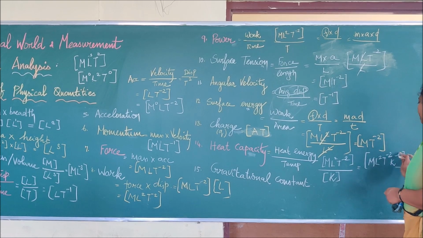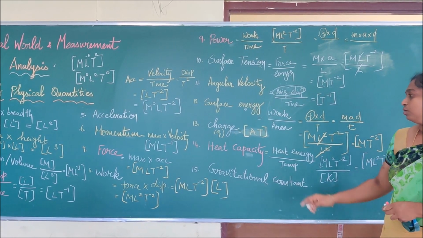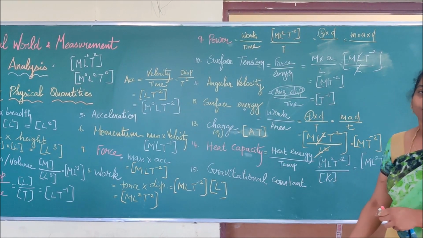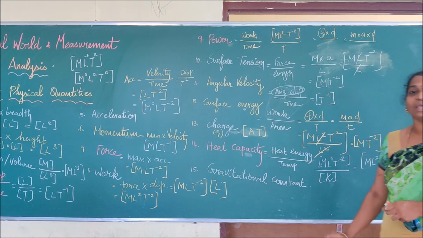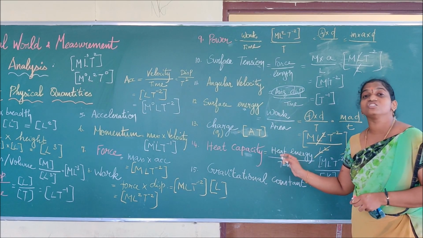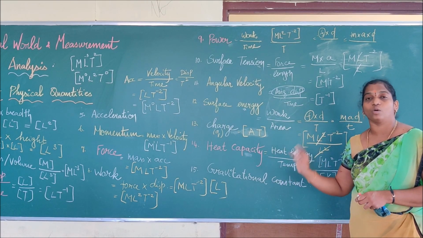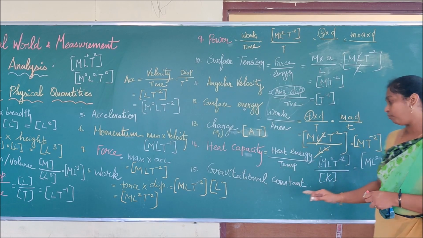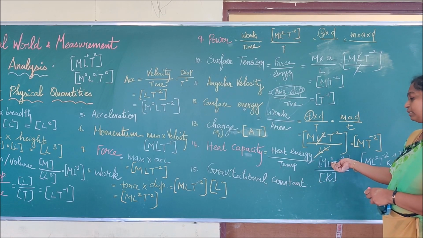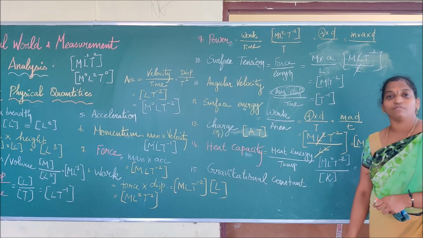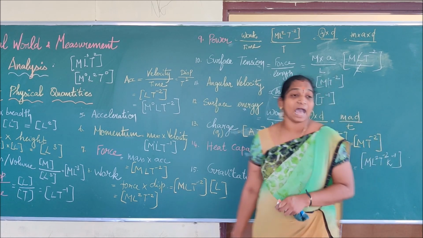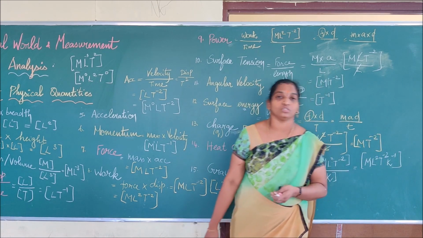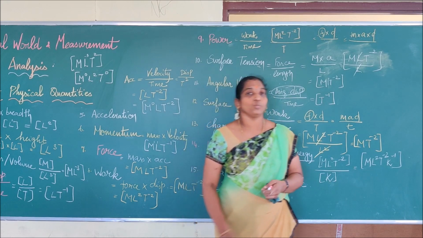So that is the dimensional value for heat capacity. Remember that heat energy and work have the same value, right? So we are writing it for work and we are writing it in terms of Kelvin. The last one is gravitational constant, which we will use. So we will write it here.